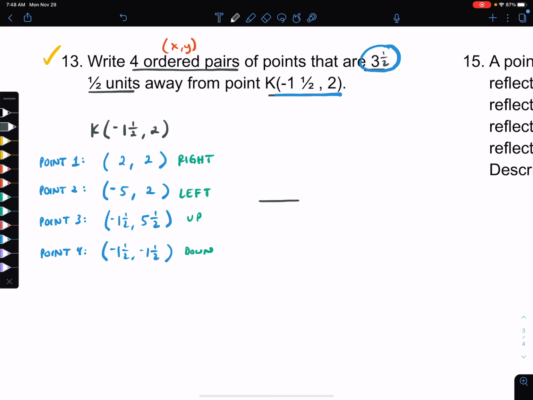Let me see if I can draw a picture here just to help you see it. Let's see. There we go. Easier with graph paper.